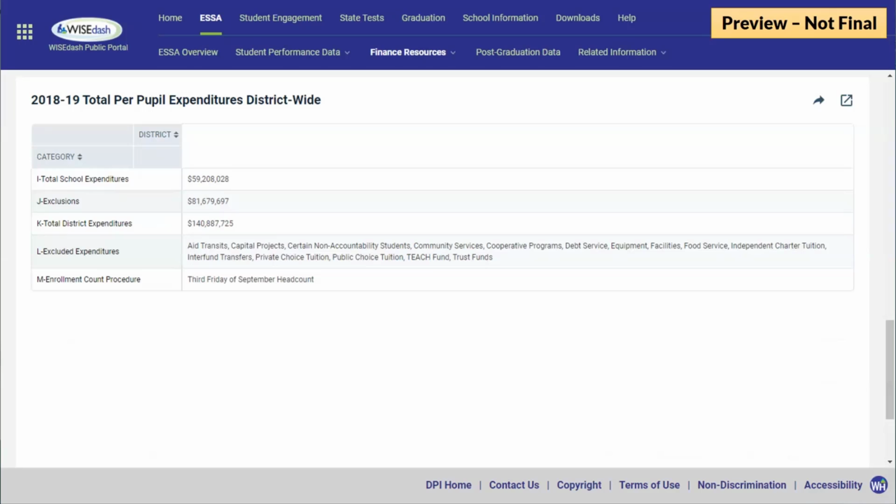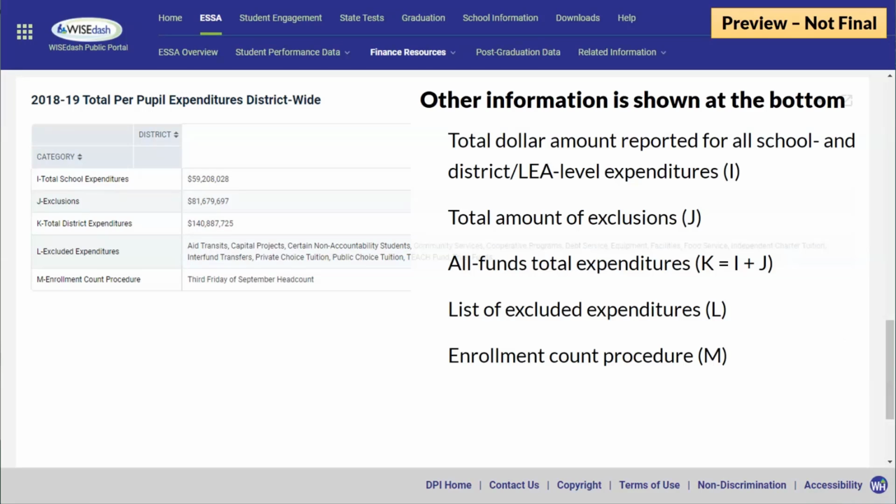There's also some extra data at the bottom just to help reconcile the totals to the district's other financial reports. We've got a dollar amount for exclusions. So you'll notice that between the school and district costs, this particular district had $59 million in 2018-19, but their exclusions amount was almost $82 million. That again is reflective of constructing a school building or two on a referendum.